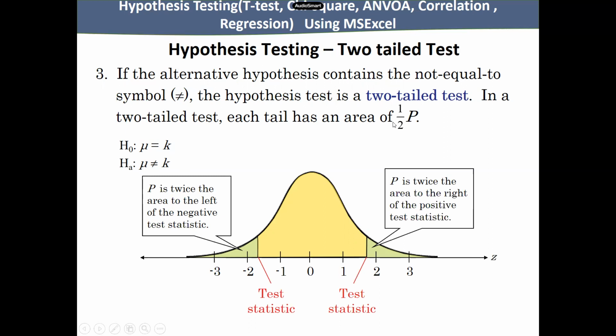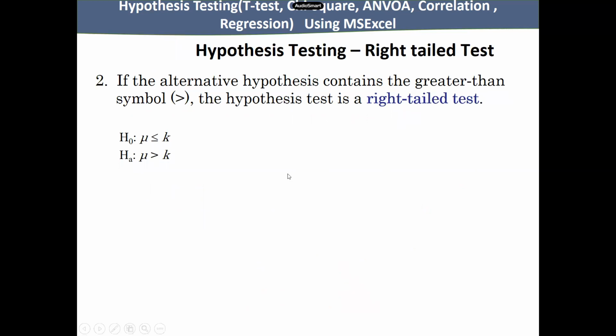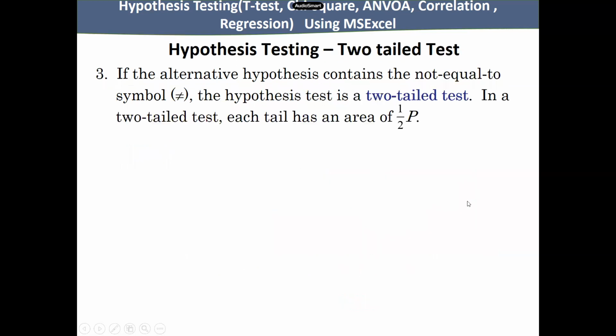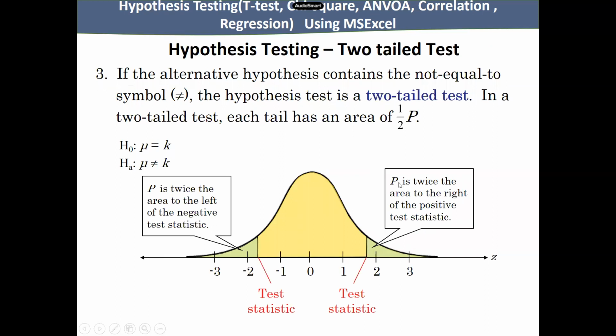So in a two-tailed test, each tail has an area of half, as opposed to this one that has the P. This P is the area of the right tail test. But here, the P is half, and this place is also half. That gives you 1. So if you generate any statistics and you see a two-tailed test, that is what it means: it used the not equal sign in testing the hypothesis.